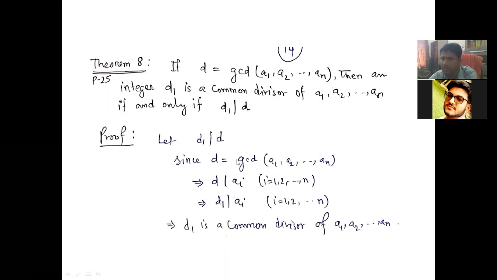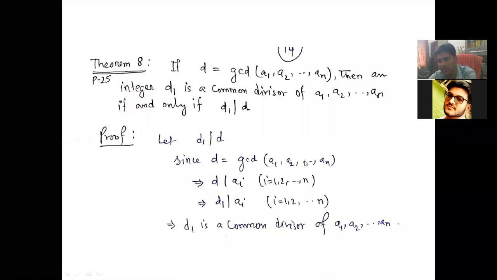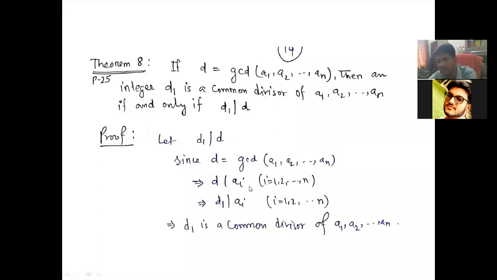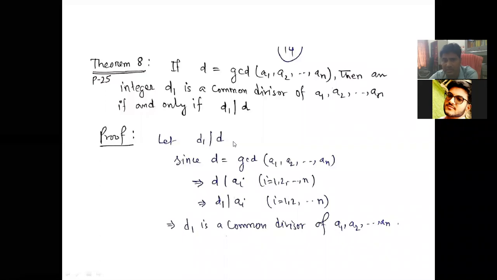Since D is the GCD, it will automatically divide all the numbers. That is what we call the GCD, okay? And then it is greatest. So D divides all Ai, and since D1 divides D, D1 also divides each Ai. Combining these two, D1 divides D and D divides each Ai, so D1 divides each Ai. That means D1 is a common divisor of A1, A2, ..., An.